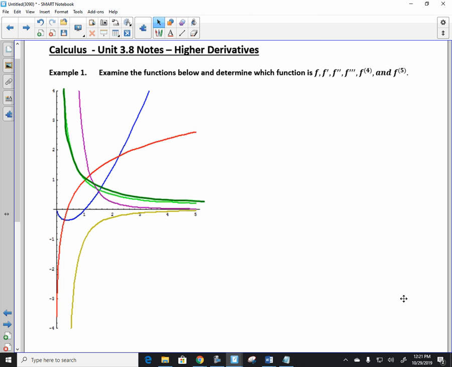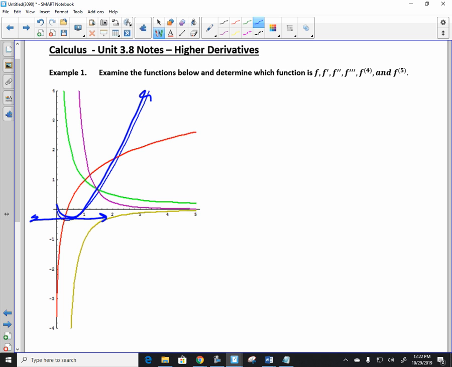I'm going to look at something else here. I have this blue function. Notice that this blue function is the only one that has a slope equal to 0, isn't it? So that means the derivative of the blue must be the red, because the red one is the only one that crosses the x-axis. Look, the slope is equal to 0 there, so the red one crosses 0 there. So the derivative of the blue must be the red.